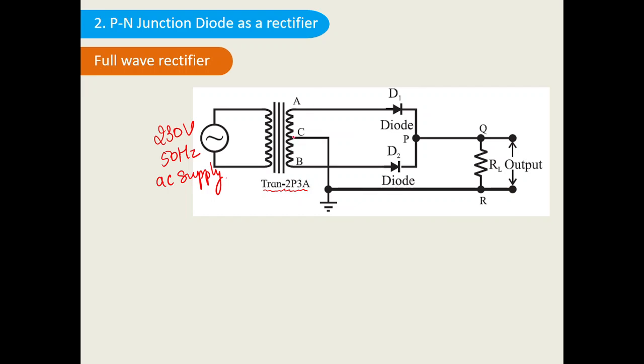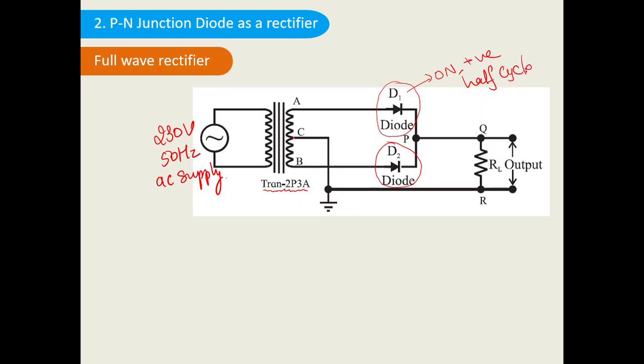From the center, there is a tap, and it is connected to ground. You can see that there are two diodes, D1 and D2, used in this case. This D1 will be on in the positive half cycle.